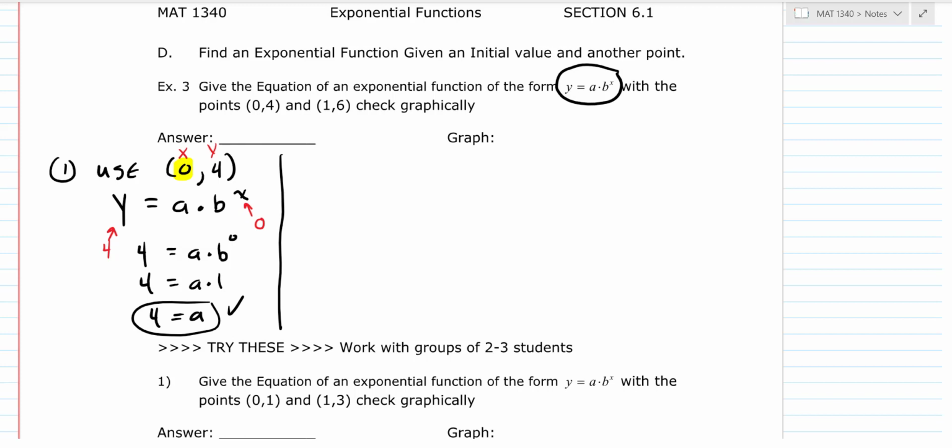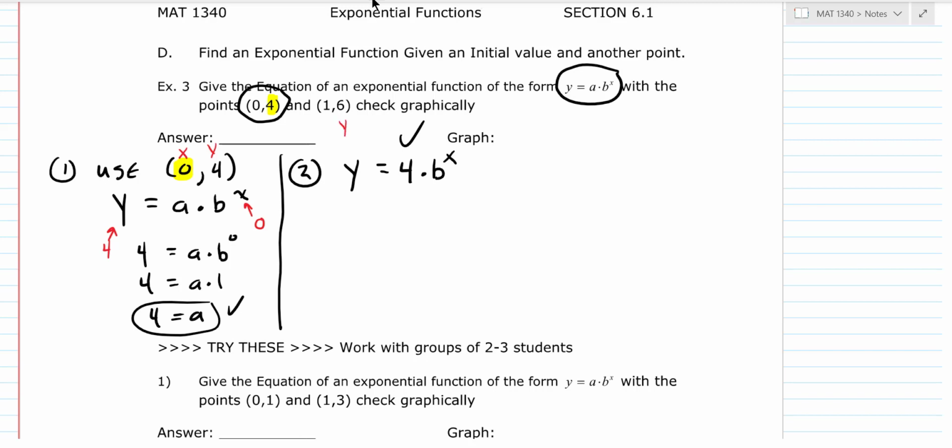And what that really means is that 4 will be the initial value of that exponential function. Okay, second thing you want to do is write this down. Now what we have is y equals 4 times b to the x. And you can do this in your head. If x is 0, that 4 is the initial value. So it goes there. Now we're going to plug the second point in.